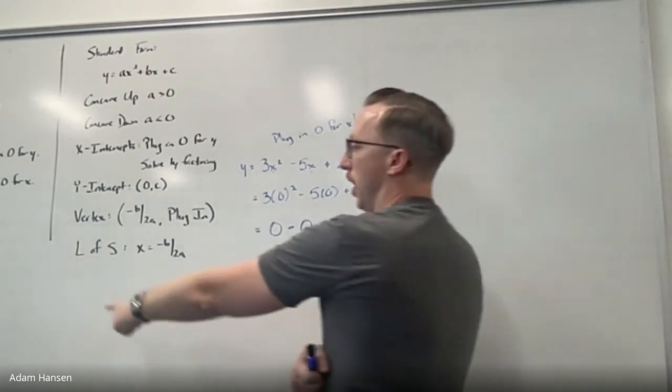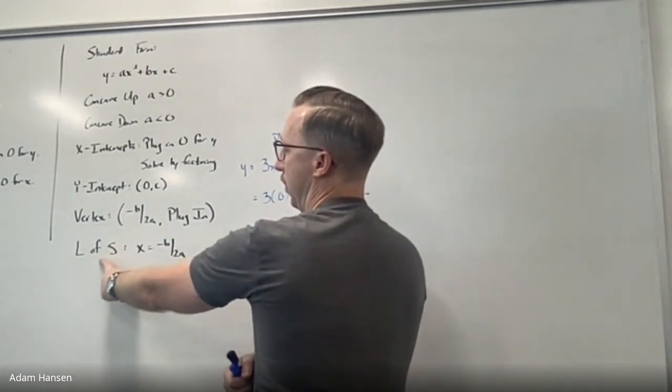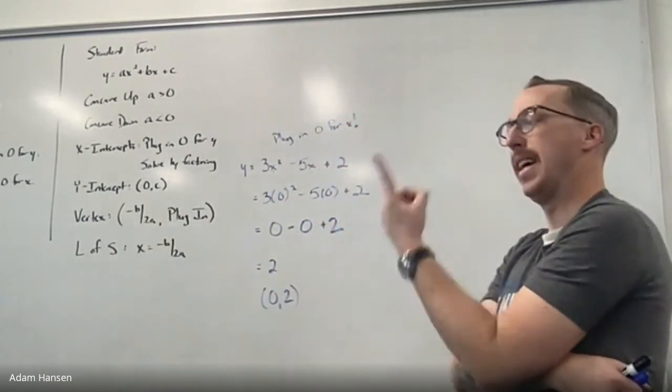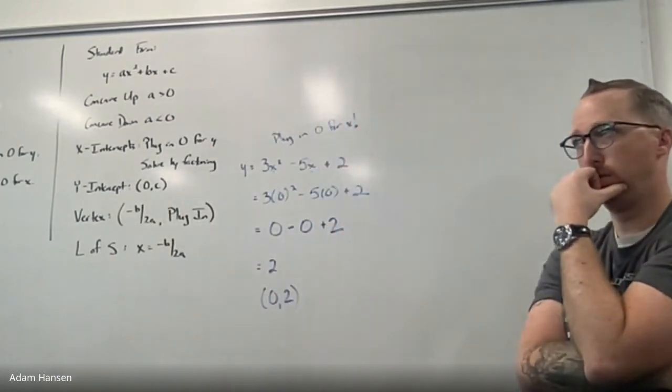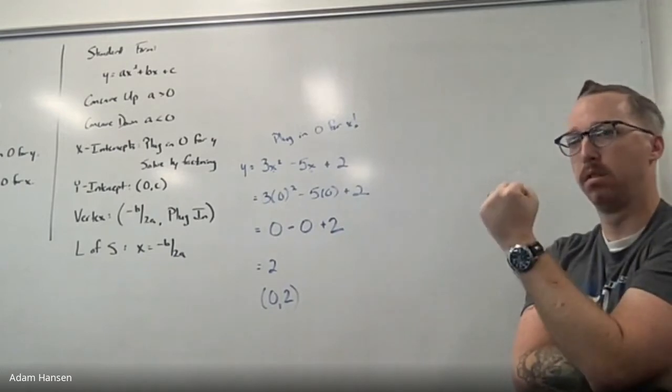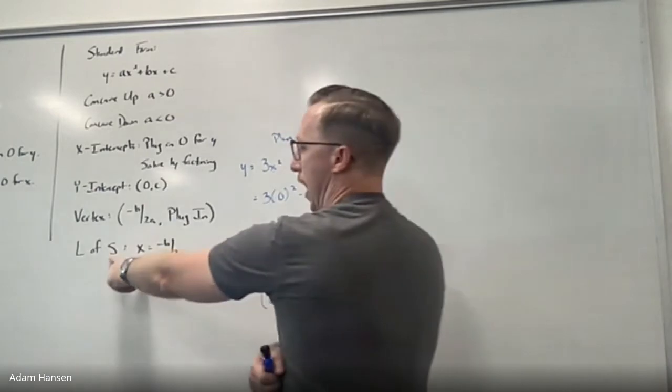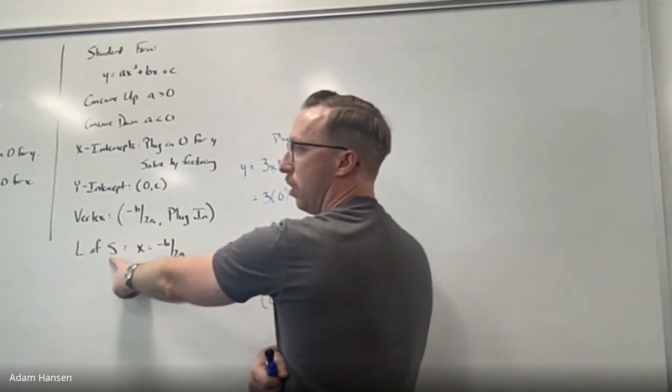Line of symmetry. You've got to go through the middle. Axis of symmetry, line of symmetry, divides the parabola down the middle. What point has to be in the middle? On a parabola, what coordinate is in the exact middle? Say it again. Vertex.